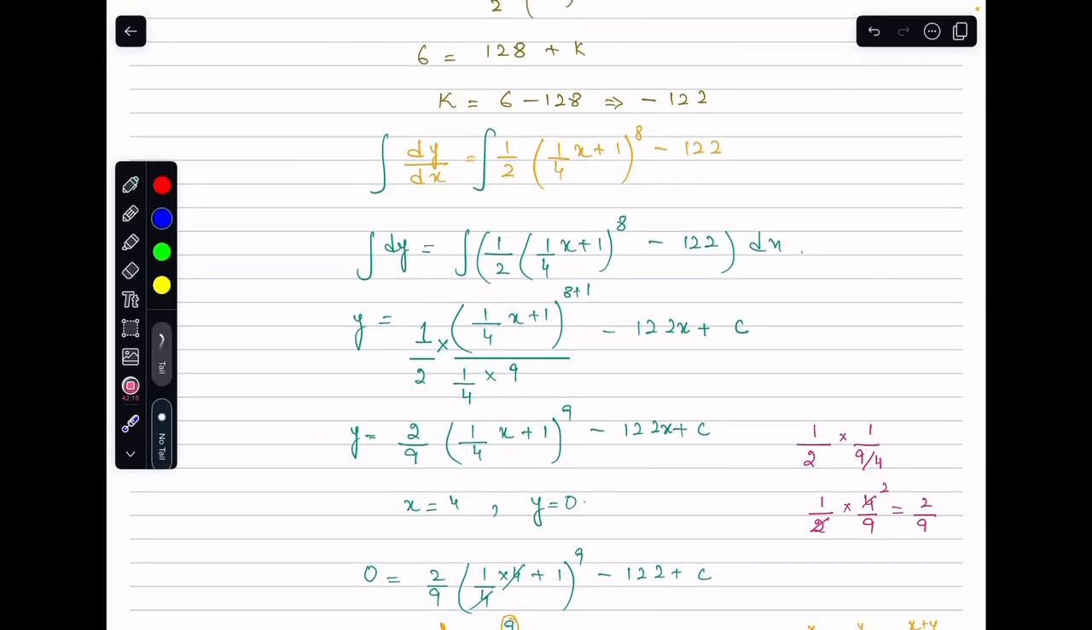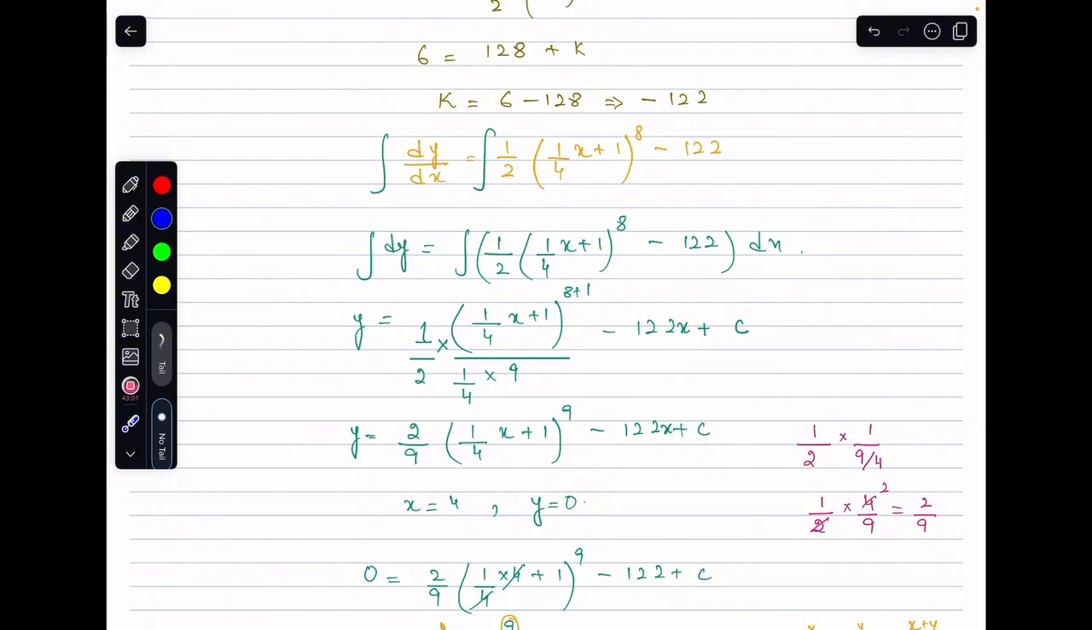I first need to explain this function here. This is basically 1 by 2 into 1 divided by 9 by 4. So I should be reciprocating this, so that 1 divided by 9 by 4, our 4 goes to the numerator, giving us 1 by 2 into 4 by 9. Simplifying 2 and 4, my answer here is 2 by 9. So the simplification of 1 by 2 into 9 by 4 is basically 2 by 9 times (1 by 4x plus 1) to the power 9, minus 122x plus c.